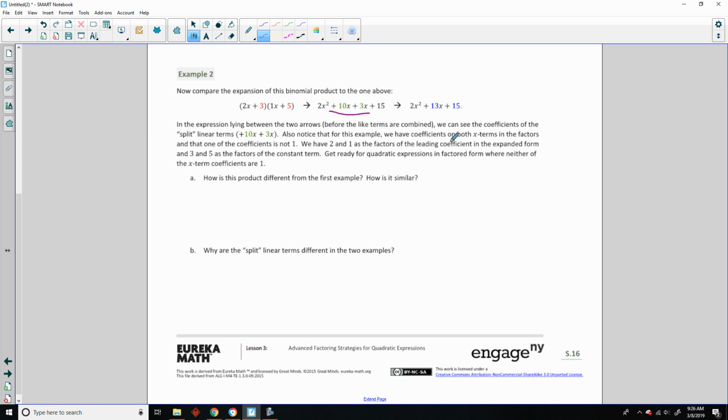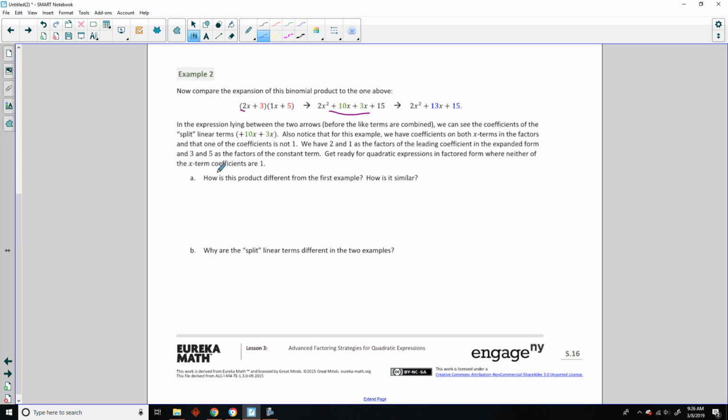Also notice that for this example, we have coefficients on both x terms in the factors, and that one of the coefficients is not 1. Okay, so one of the coefficients here is not 1, it's 2. We have 2 and 1 as the factors of the leading coefficient in the expanded form, and 3 and 5 as the factors of the constant term. Get ready for quadratic expressions in factored form where neither of the x term coefficients are 1.